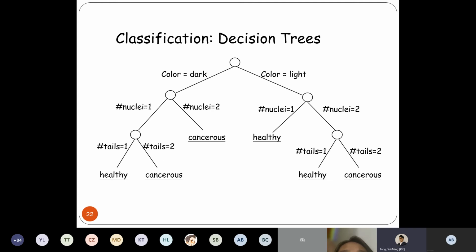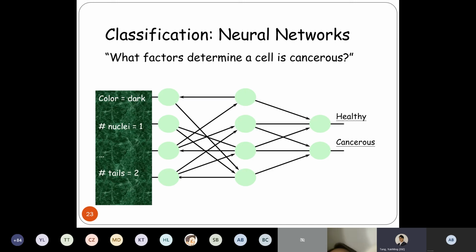The other classification approach is the decision tree approach, just like these figures. You can represent those items using a tree diagram, and then you will get the answer very easily from the tree diagram. We'll talk about it in more detail later.